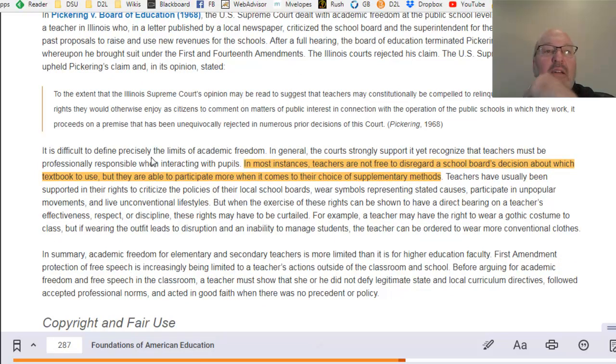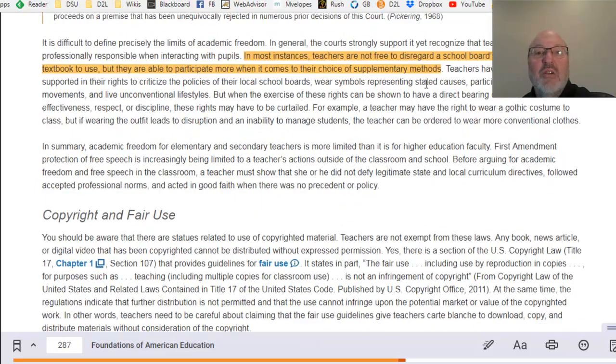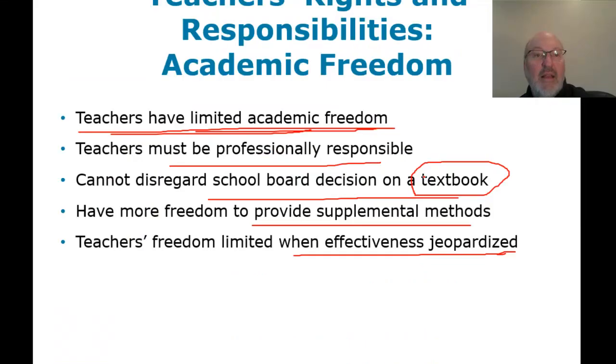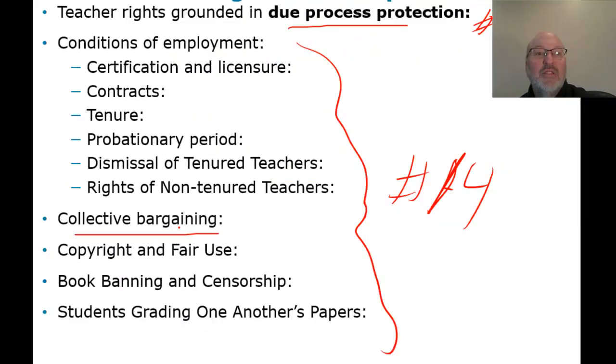It's difficult to define the limits of academic freedom in general. Courts strongly support it, yet recognize that teachers must be professionally responsible when interacting with pupils. In most instances, as highlighted here, teachers are not free to disregard a school board's decision about which textbook to use, but they're able to participate in other choices and things like that. So here's back to fair use. And there, book banning and censorship.